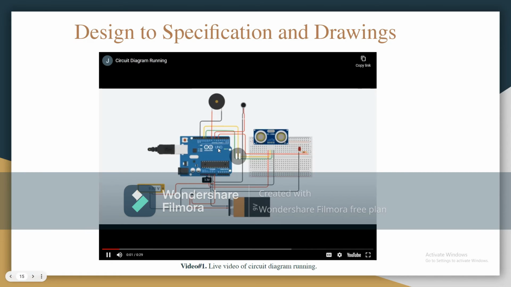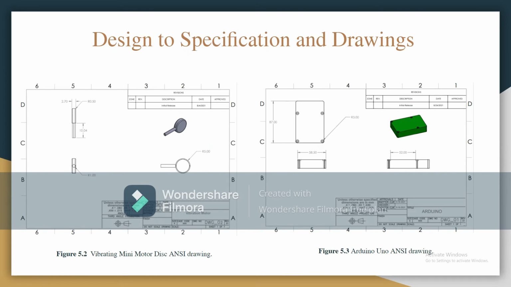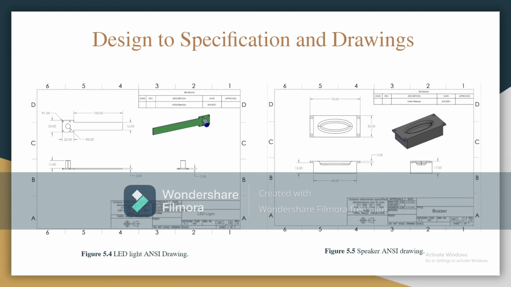Oh, sorry. Here we have our ANSI drawings for all the components of the electrical system. We have the battery with all its dimensions, same for the ultrasonic sensor. Let me see, we have here a vibrating mini motor disc with its dimensions, also the Arduino. On the next one, we have the LED light and the speaker.